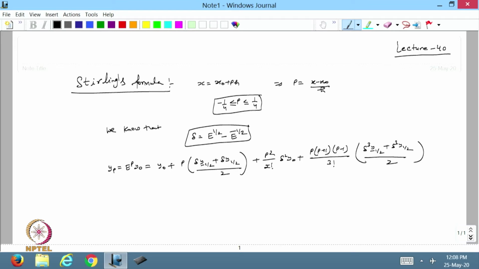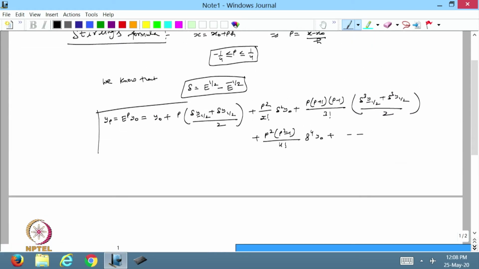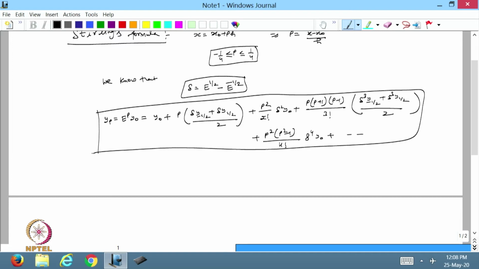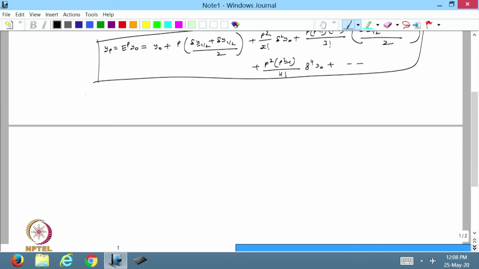delta cube y minus half and plus half by 2. So I am taking the average of this value same as this one, only the difference is that this is the first order difference, this is the third order difference, and then plus p square into (p square minus 1) by 4 factorial, delta fourth y naught, and so on. So this is the Stirling formula for approximating a value that is lying in between the difference table.